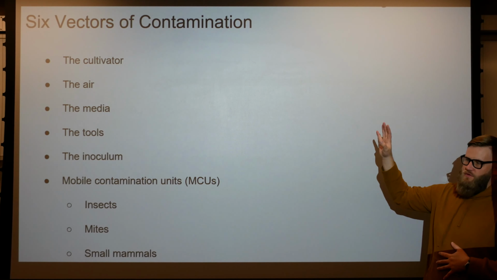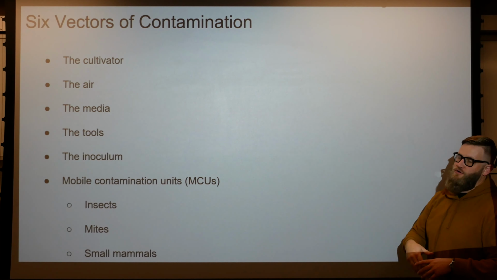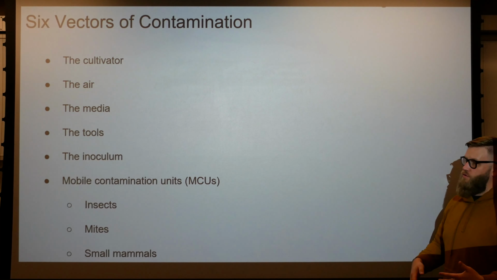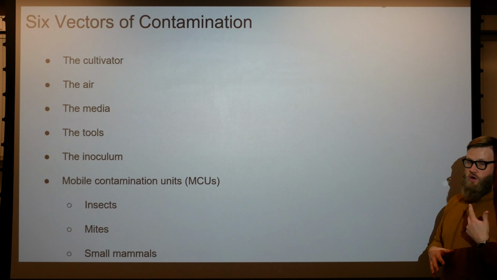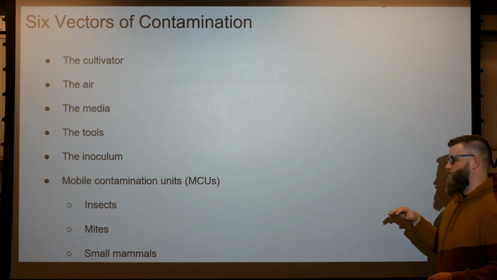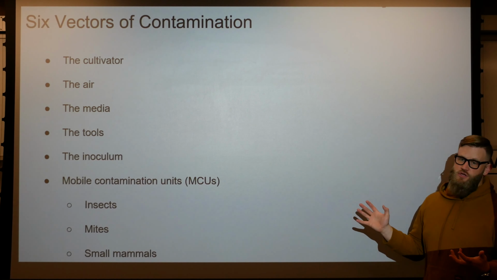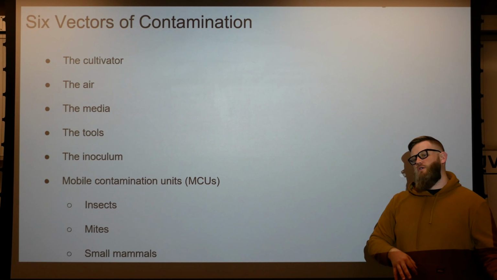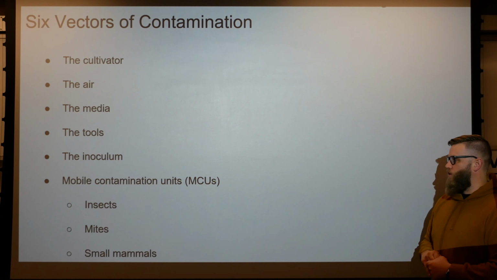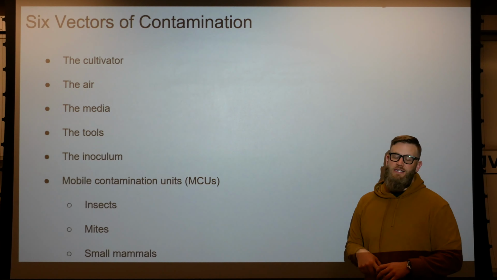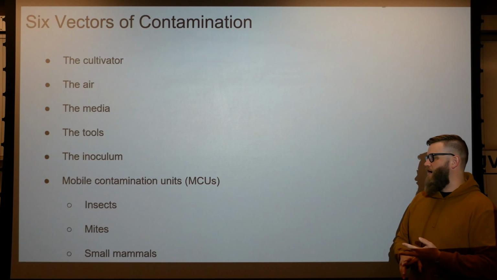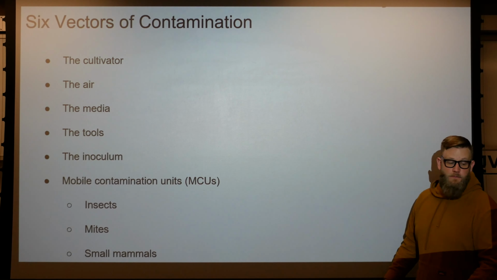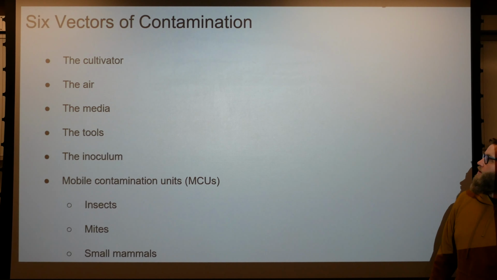That said, this is true, and this is his six vectors of contamination. The cultivator, the air, the media you're growing in, whether that's agar or your substrate, the tools you're using, this is important, and then the inoculum, meaning your grain spawn, or what we're going to talk about here, or mobile contamination units: bugs, mites, small mammals, which include and are not limited to your own children. Those are all things that can ruin it.